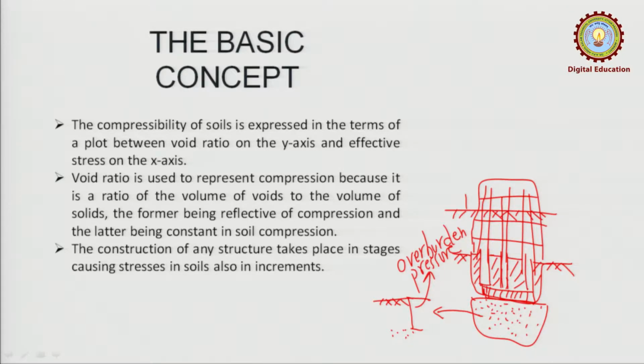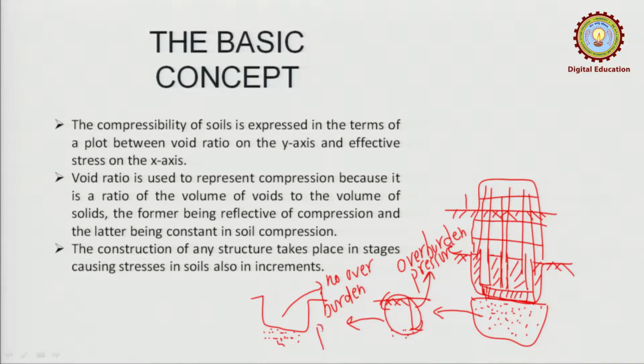Okay. And once this part of the soil was removed in order to have an excavation, what happened? We got something like this, and the soil, this was already here. So, now what happened? The stress release was there. You can understand this, that the overburden pressure is released because the soil is removed. So, we can write this as no overburden pressure.